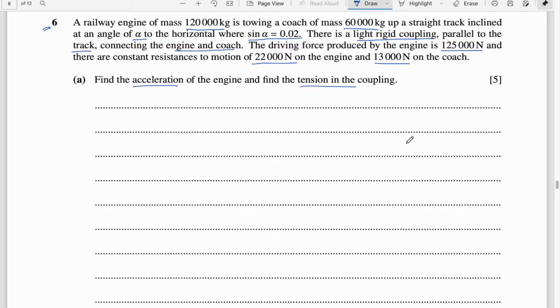So we'll first draw the scenario and label all the forces. So let this be the angle. This is the coach, and weight of the coach is given. Mass is 60,000. So weight is 60,000 times 10, that is 600,000. Now we split them in two. This is going to be mg cos of angle. This is mg sine of angle.